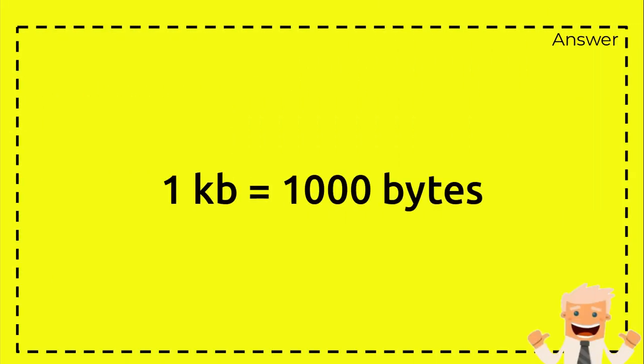In every single kilobyte contains 1,000 bytes. So we just need to convert from kilobyte to bytes, which will give you 1 kilobyte equals 1,000 bytes.